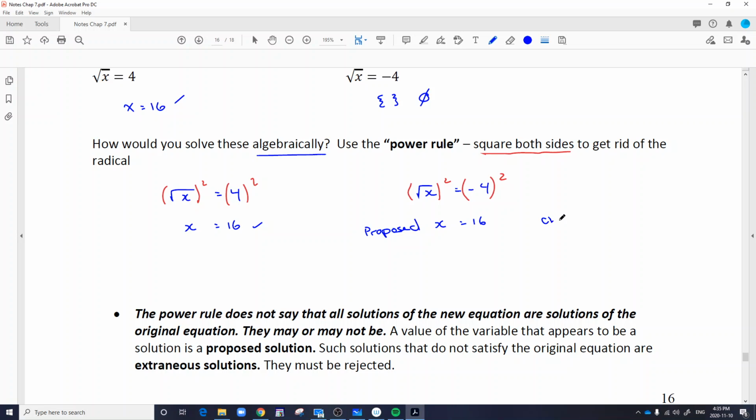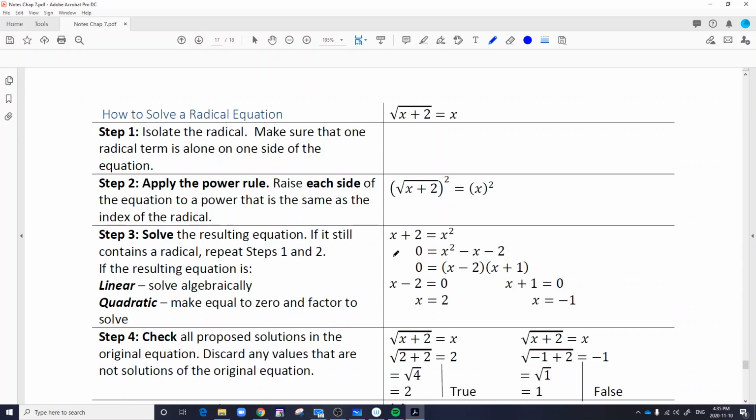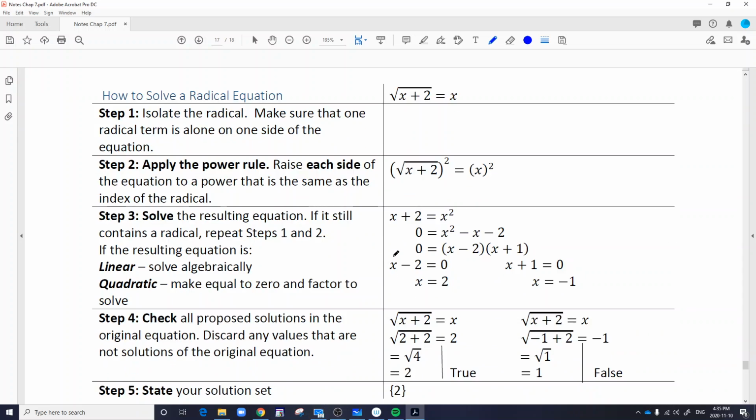How do we determine if something is a solution? Well, we check it in the original equation. So we've got the square root of x is equal to negative 4. If I plug in 16 for x, I get positive 4. So it didn't work. Then it's my job to reject that solution and actually state that there is no solution. So this 16 is a proposed solution. Since it didn't work in my original equation, we call this an extraneous solution. Okay, so let's move on to solving algebraically. The whole point of that is that when you solve algebraically, every solution is only a proposed solution. It's your job to determine if it is a true solution or if it's extraneous.